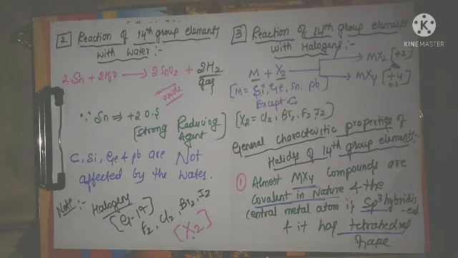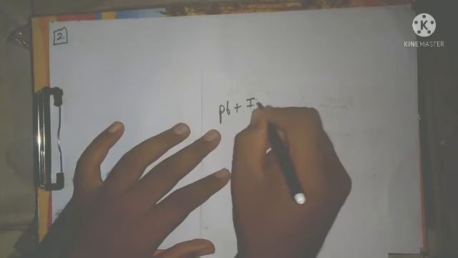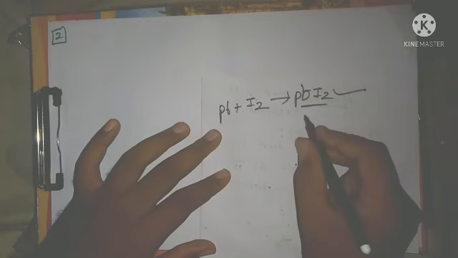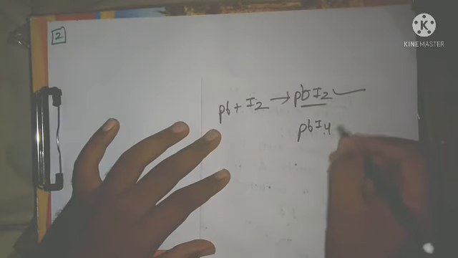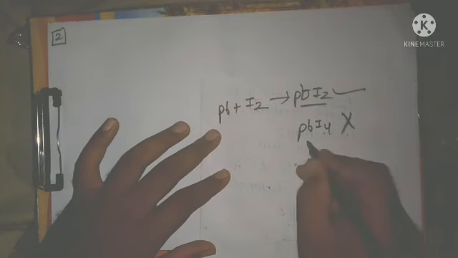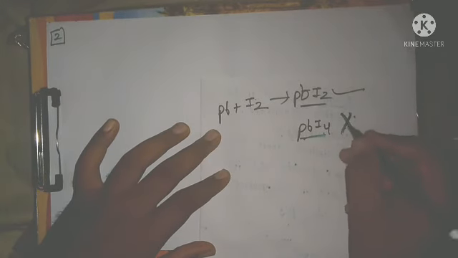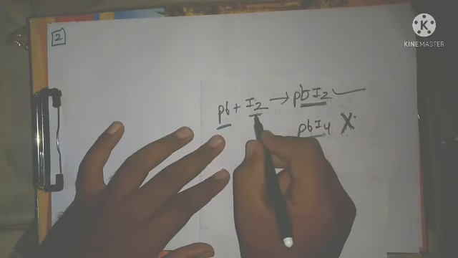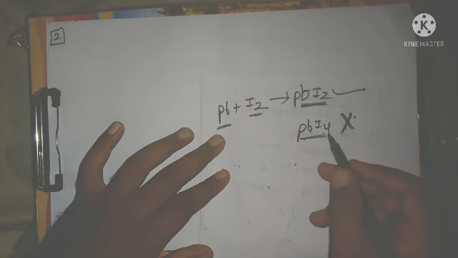Now for this one I will take another rough paper. Now just check, second one. When lead reacts with I2, it will form only PbI2. Right, dihalides only. It never forms tetrahalide. Correct. PbI4 is not possible. It is not prepared. Only PbI2 is formed. Means when lead reacts with iodine, it will form only dihalide. It never forms the tetrahalide.